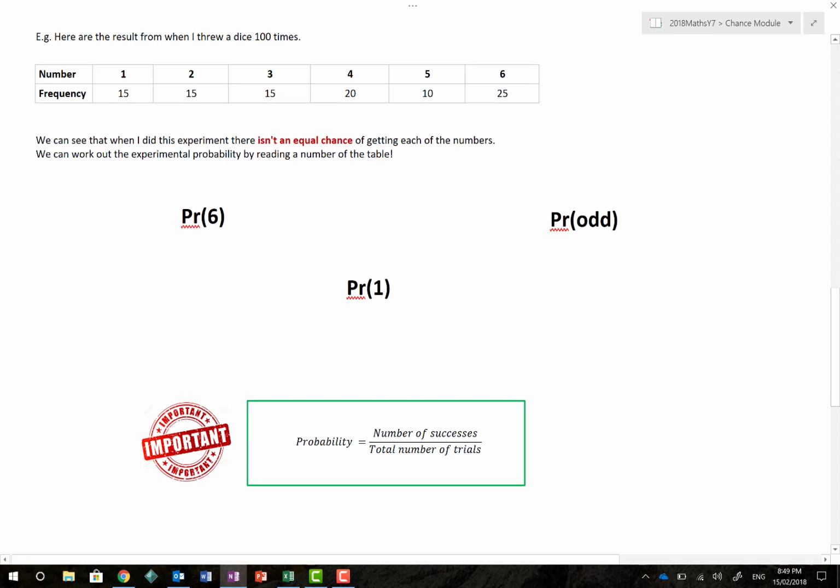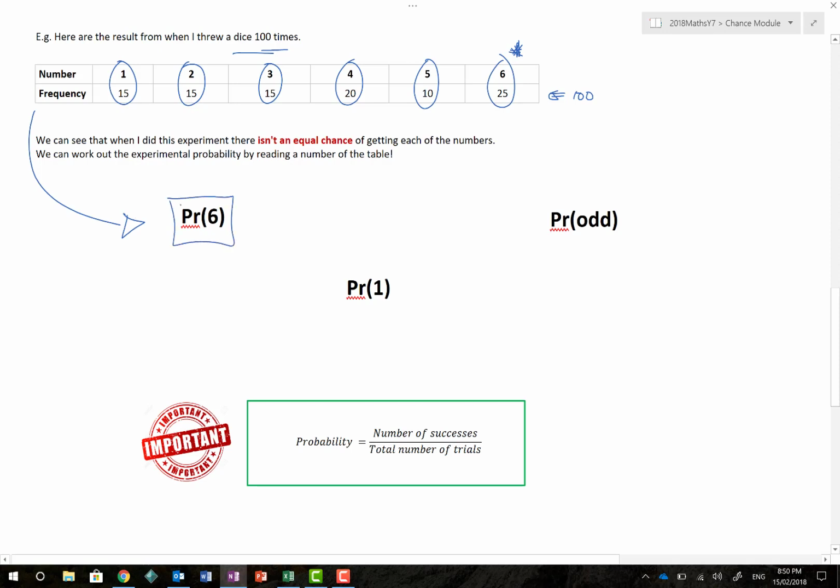So here are the results when I throw a dice 100 times. The first thing I know is that all of these numbers when added together give me 100. So let's say I got 15 ones, 15 twos, I got a 3 15 times, I got a 4 20 times. I only got 10 fives, and I got 25 sixes. So automatically, if I look at these numbers, it would look like 6 is the most popular number. If I now want to work out my experimental probability, I'm basically using this table to do exactly what you guys have already been working out.